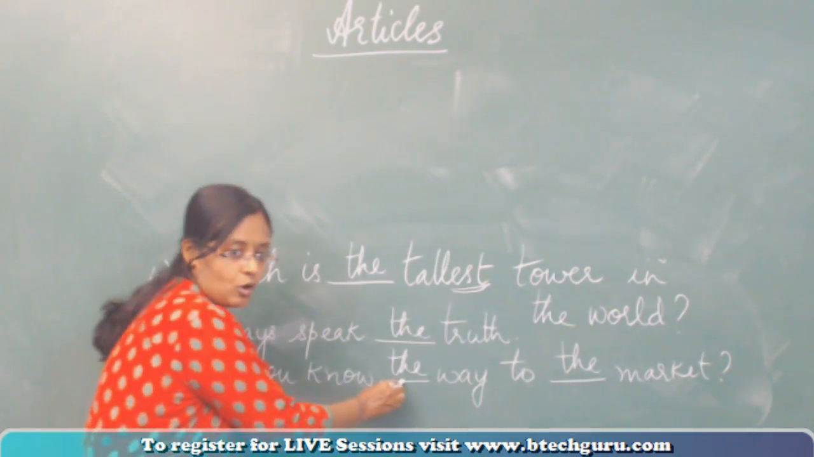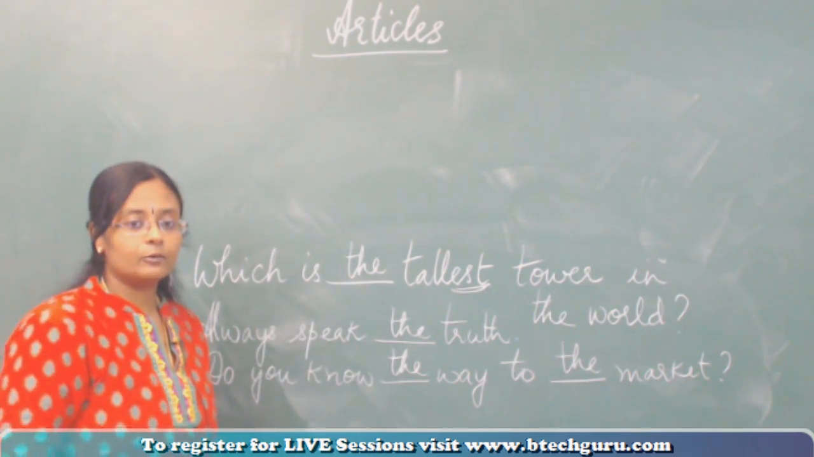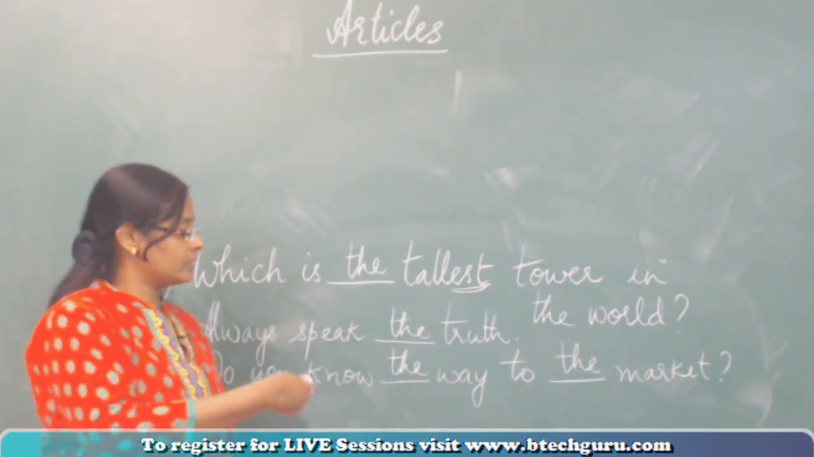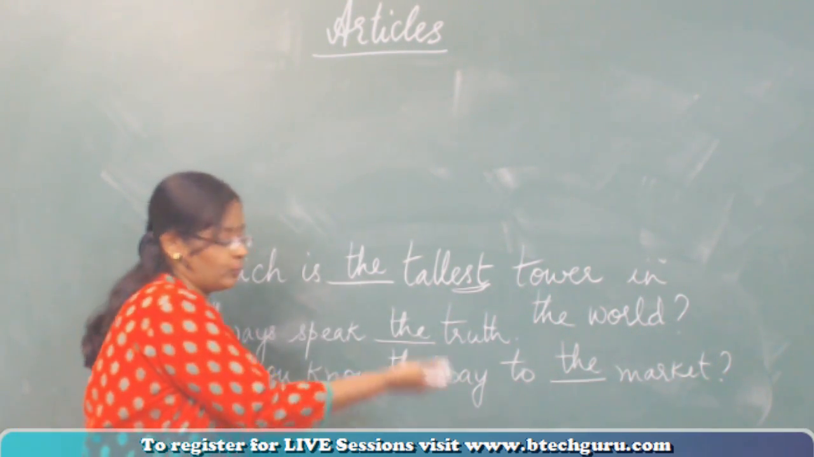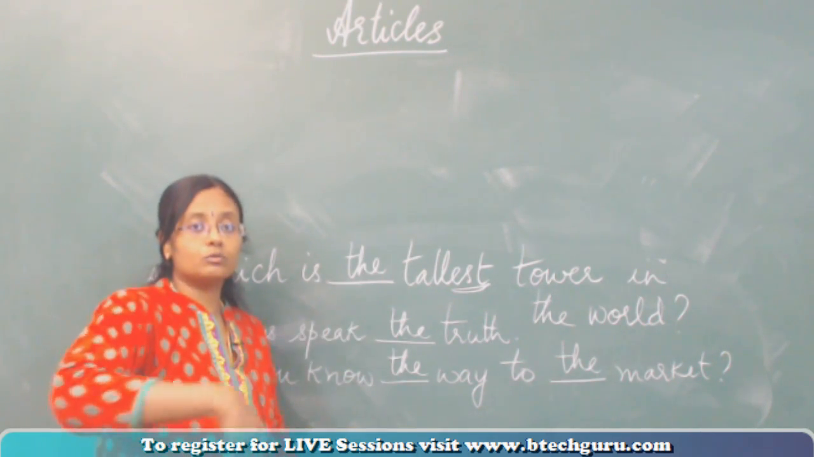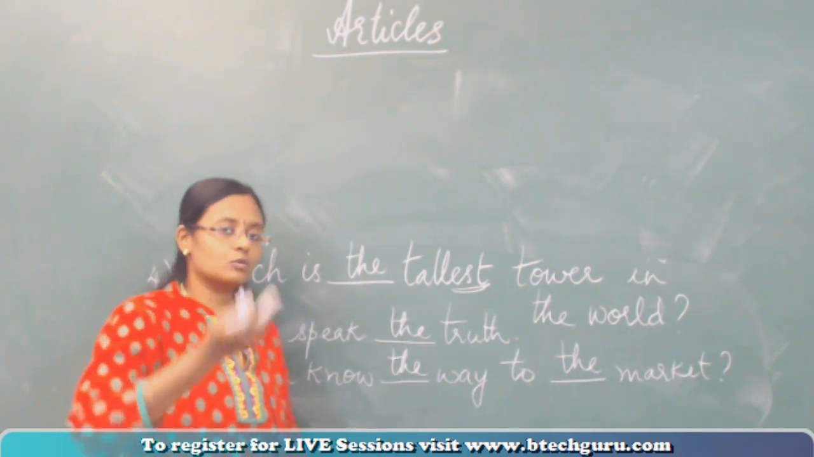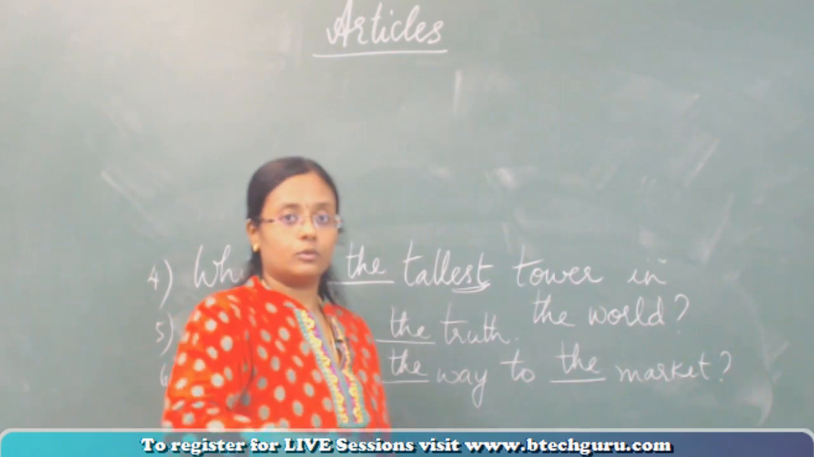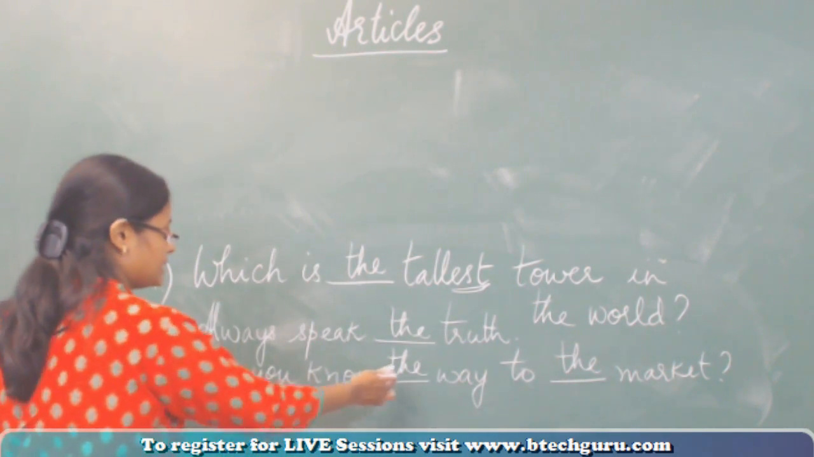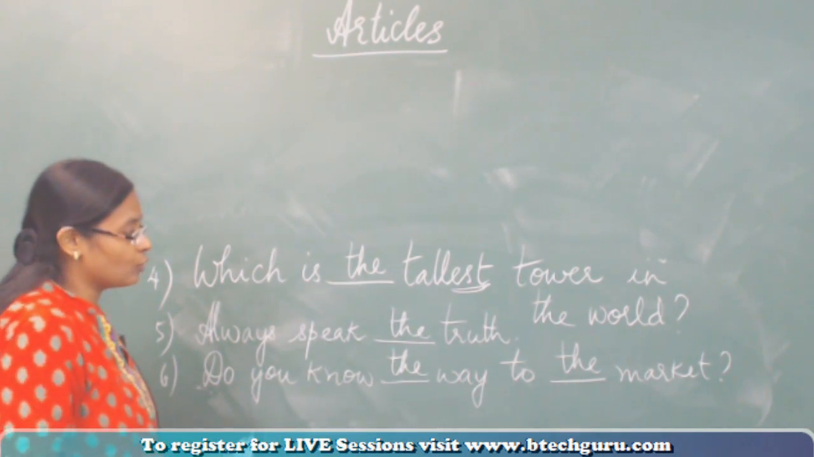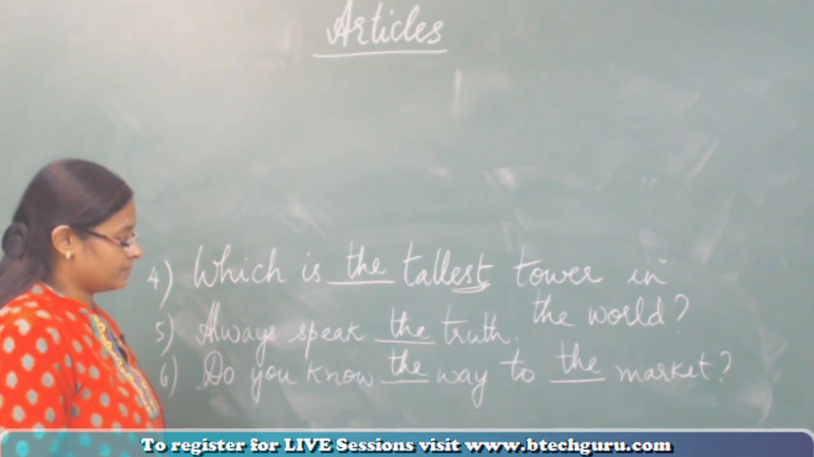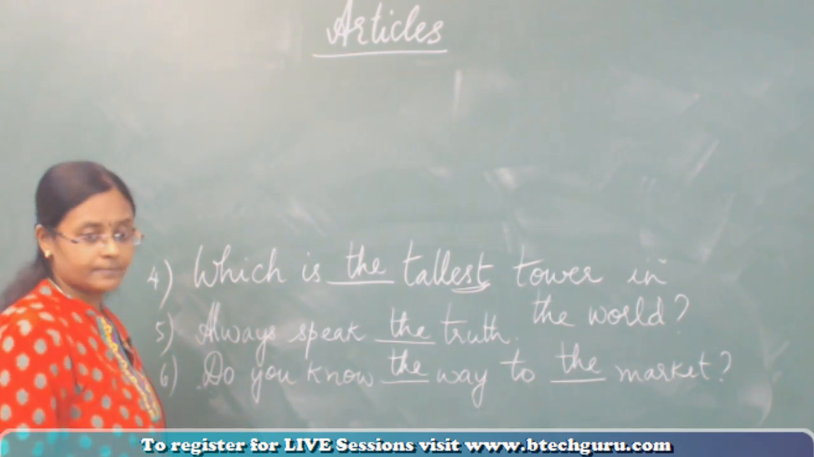But a is not wrong. But generally when we ask the way to a particular place, we use only the way. There may be one or two routes, one or two or three or more ways, but generally the is preferred. Do you know the way to the temple? Do you know the way to the market?